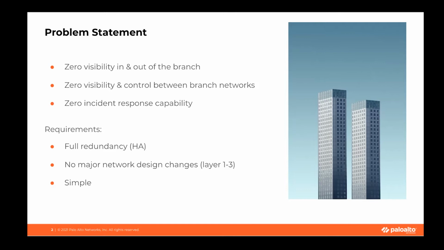Most branch networks will have multiple networks. So the cherry on top here is then you don't have incident response capability. We all see ransomware in the news these days. We all see bad things happening out there in the market. If you don't have the ability to do incident response, you're in a bad position from a security perspective.